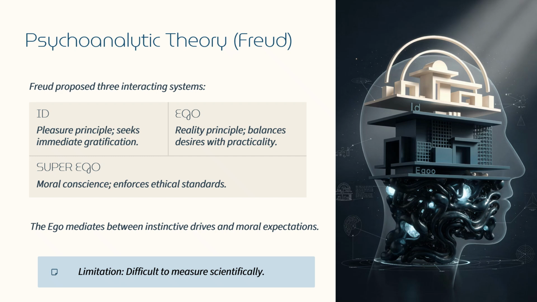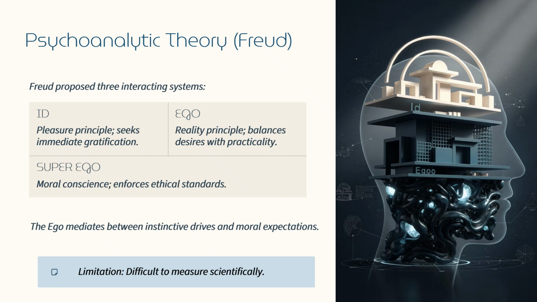Freud proposed that personality is the result of struggle between three interacting forces. First, the id. This is the unconscious part of our personality. It is the source of all psychic energy and operates on the pleasure principle. It wants immediate gratification for basic biological needs like hunger and thirst. It does not care about logic or morals. It only wants to avoid tension.